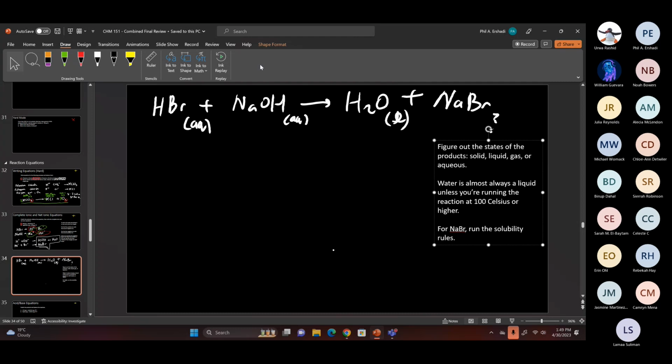So for NaBr, NaBr is either going to be solid or aqueous. If it is soluble, you'll say aqueous. If it's insoluble, you say solid. So I'm going to give you a chance to take a shot at this one. Think it over. See if you can remember those solubility rules. Do you figure that it's going to be solid or aqueous for NaBr?